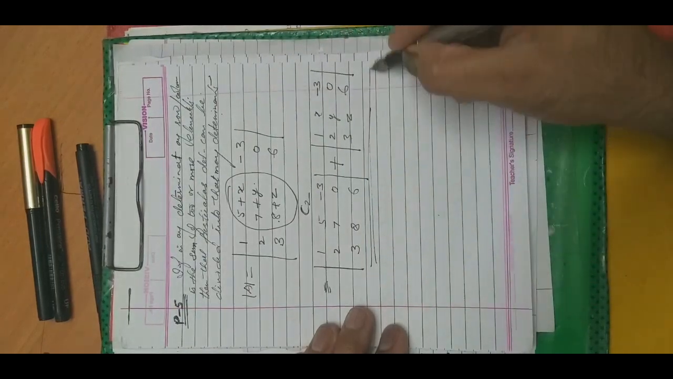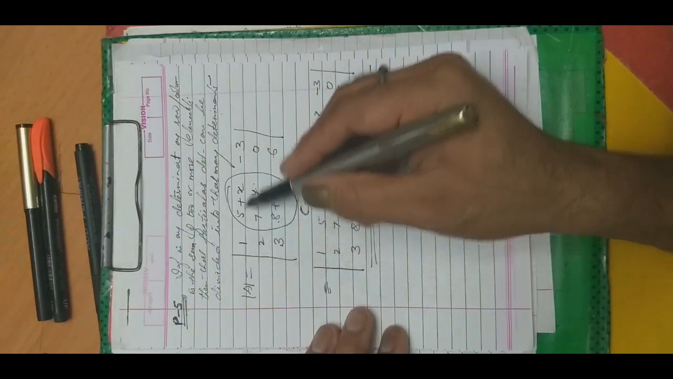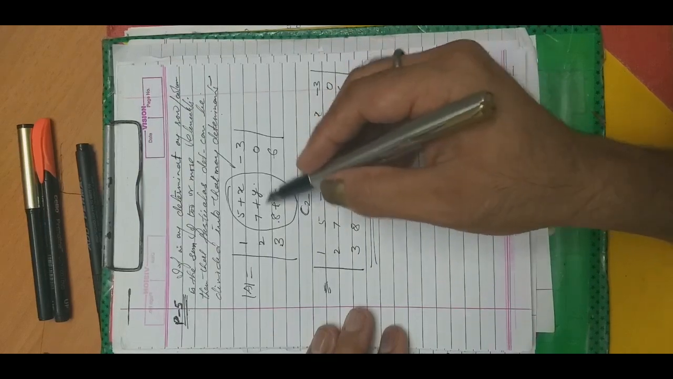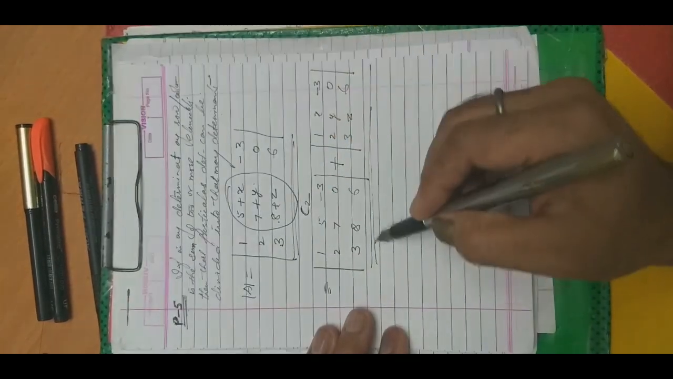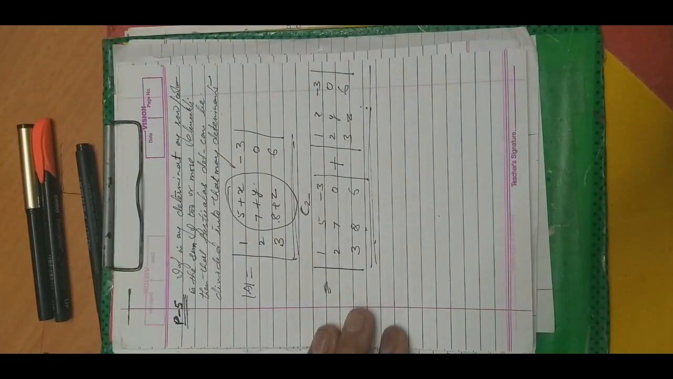So this is property number 5: if any row or any column is an addition or subtraction of more than one element, then that particular determinant can be divided into two or more determinants.